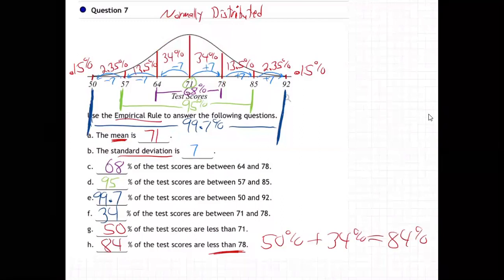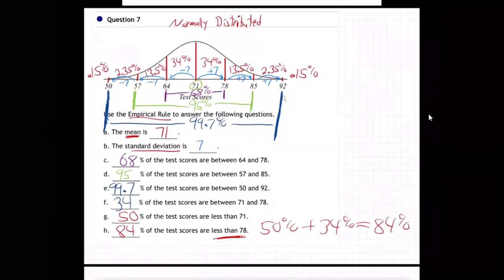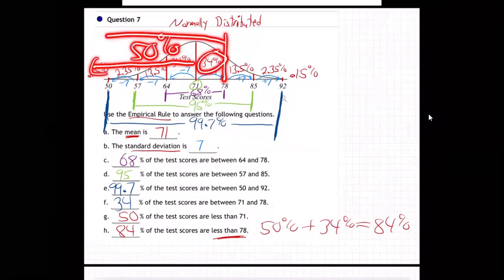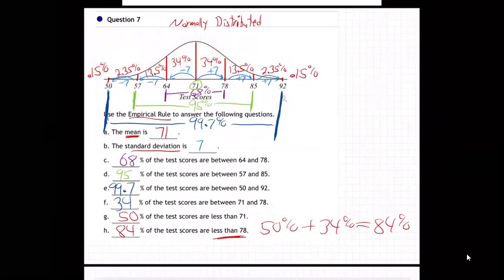See how I'm coming up? That's probably the most tricky one. See how I'm coming up with that? Less than 78, here's 78. Well, that's going to be this whole part, which is half, 50%, because it's half of the curve. And this part, which is 34, to get all those that are less than 78. It's going to be 84%. And so there we go.